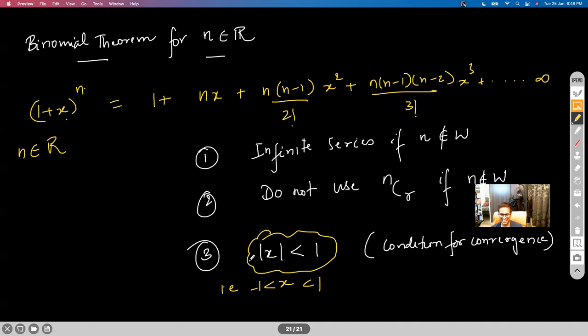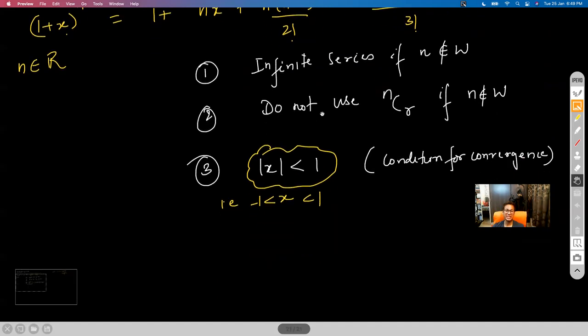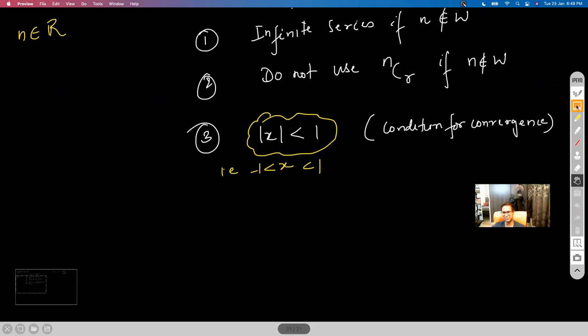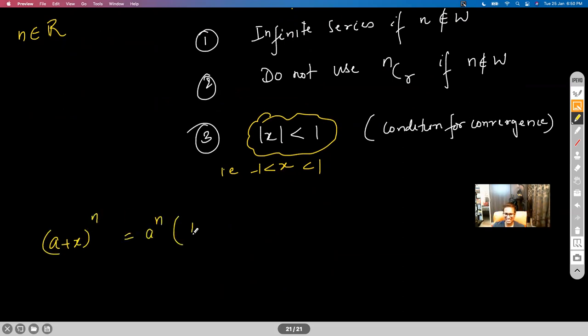Okay. So these are the three things you need to keep in your mind while you are writing a binomial expression for an infinite term. Now, many people ask me, sir, how will it change if there was an a over here instead of a 1? I took 1 for my convenience. But if there was an a there, what would you do? And what would be the radius of convergence? See, nothing different. If you had an a over there, you could actually write this as this.